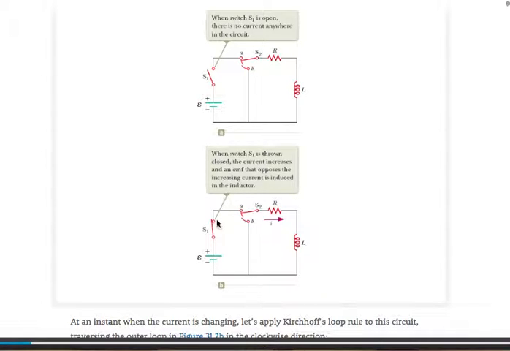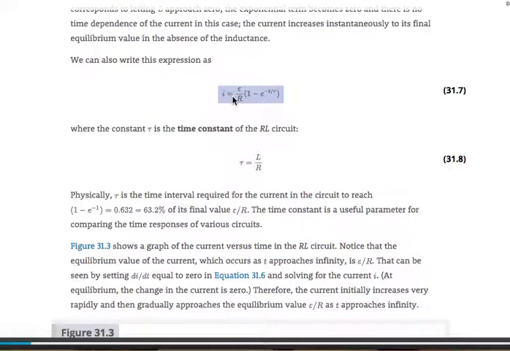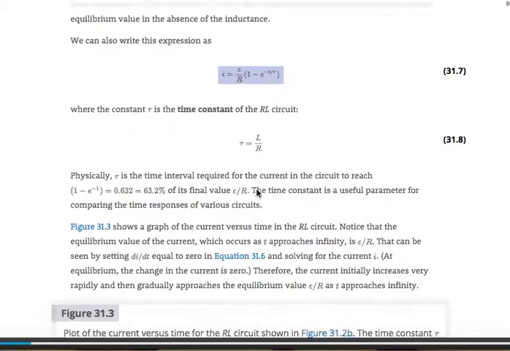But as the current starts to increase, as you close that switch, you start to get a back EMF developed, and that means that the current will eventually reach its maximum current value, which is the EMF divided by R, like voltage over R, V equals IR kind of thing, times 1 minus e to the negative t over tau. Our tau is slightly different from an RC circuit. In an RC circuit, tau was R times C. In an inductance circuit, an LR circuit, our tau is L over R.